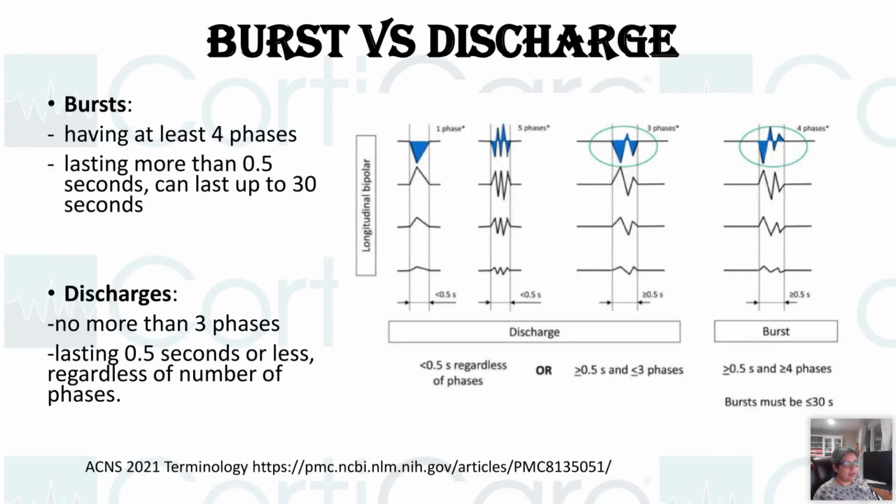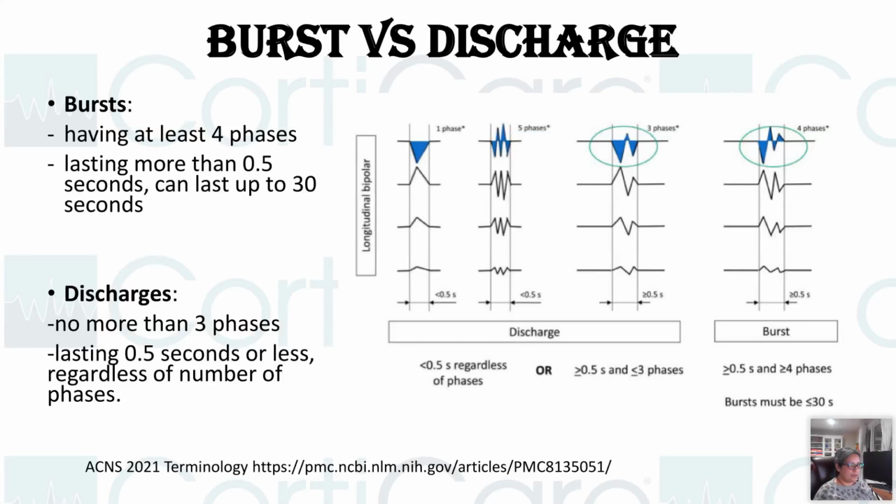So what do the ACNS guidelines tell us? We'll start with the burst. The last picture on this side, it's a burst. Longer than half a second and having more than 4 phases. The burst lasts up to 30 seconds, so from 5 seconds to 30 seconds. If you remember, in the beginning we talked about different categories of burst suppression, right? So this 30 seconds falls in that category. After 30 seconds, you have to start considering if your background is discontinuous.